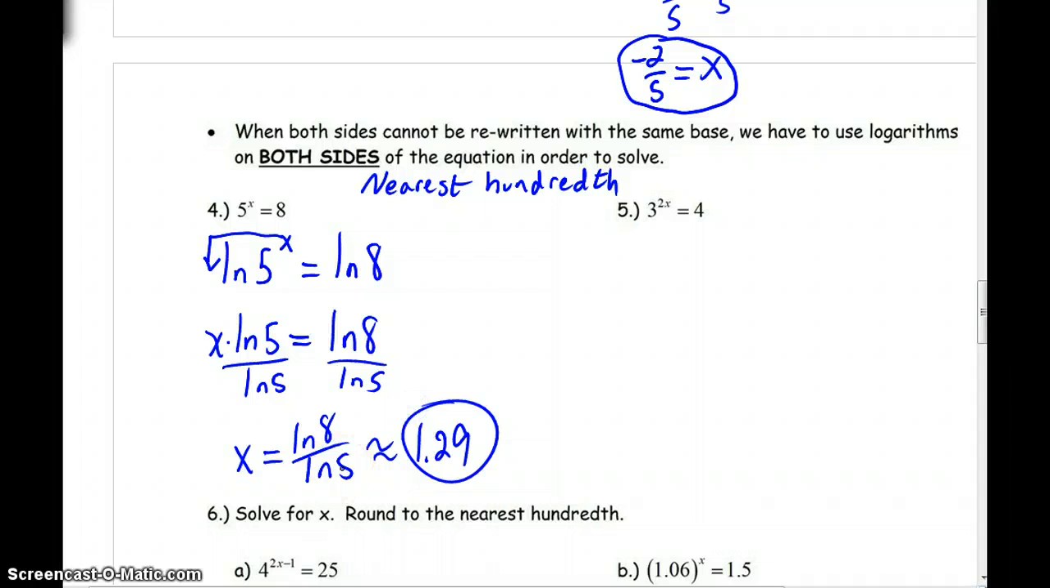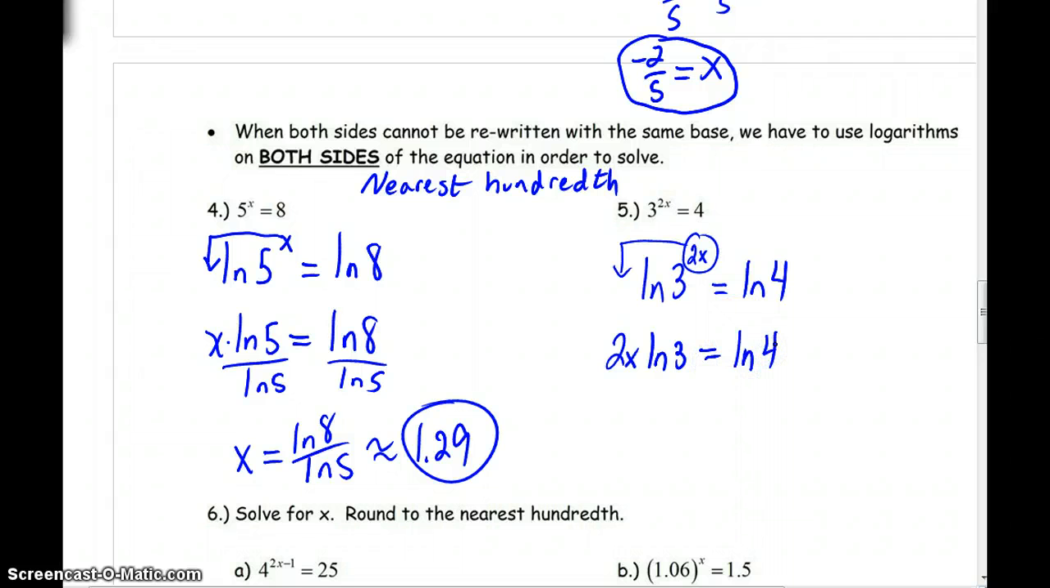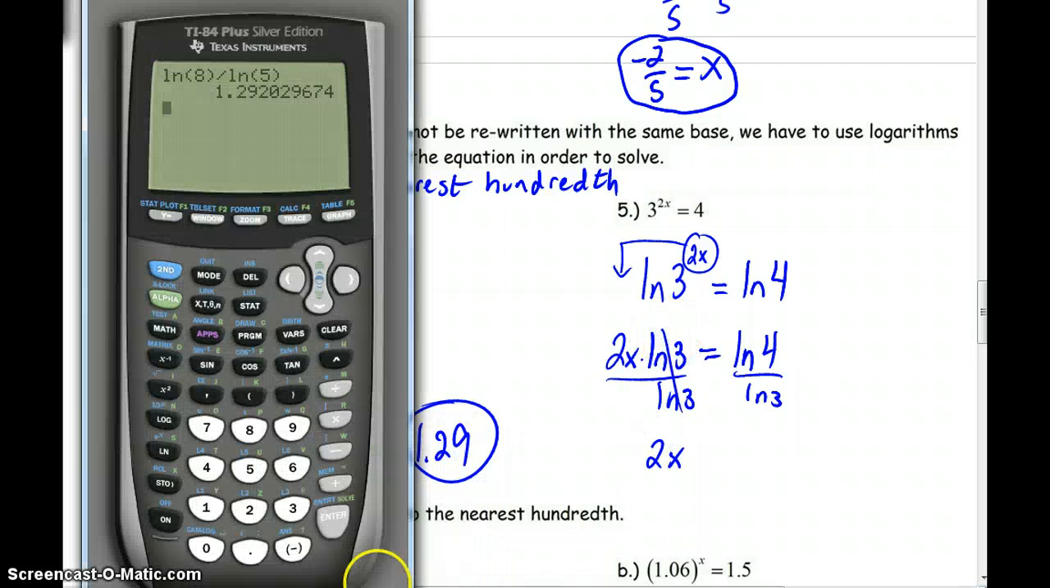Let's take a look at number 5, very similar problem. Again, 3 and 4 are different bases. So I'm going to take a natural log of both sides, an ln. That will allow me to take my 2x and bring it down in front. Well, at this point, how about we divide by the natural log of 3? And we'd get 2x on this left side, but on the right we've got natural log of 4 divided by natural log of 3.